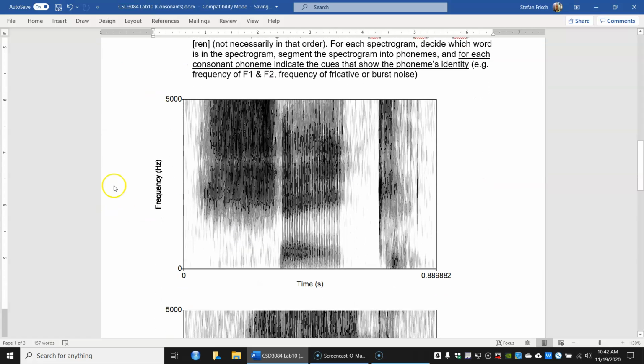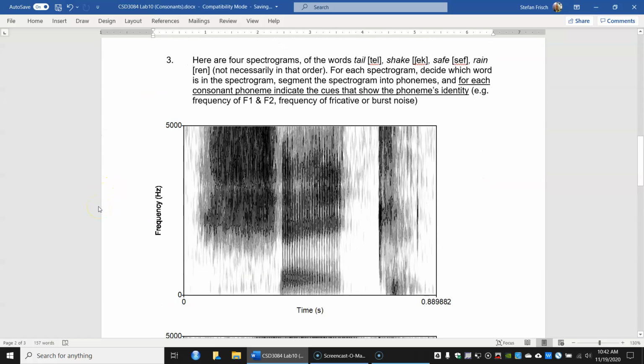All right, question 3 gives us 4 monosyllabic words: tail, shake, safe, and rain, but in an unknown order. And our job is to decide which word is there, mark the phonemes, and then also for the consonant phonemes, indicate some of the cues that show the phoneme's identity.